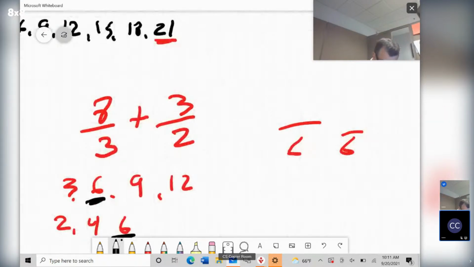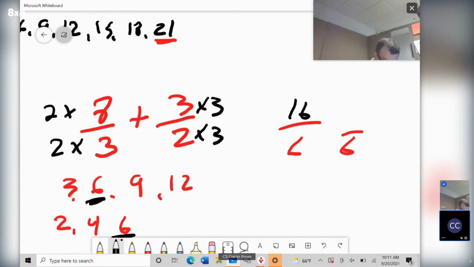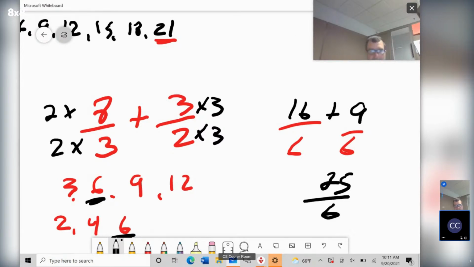Okay. So 3 times 2 is 6. So we're going to have to do 2 times 8, and that's 16. And 2 times 3 is 6, and then 3 times 3 is going to be 9. So if we add these up, you would get 25 over 6.